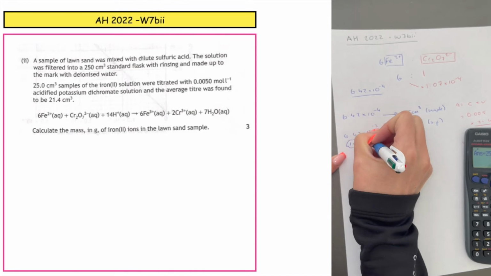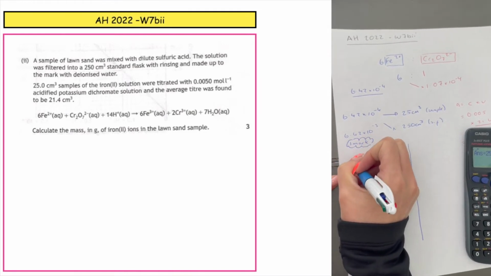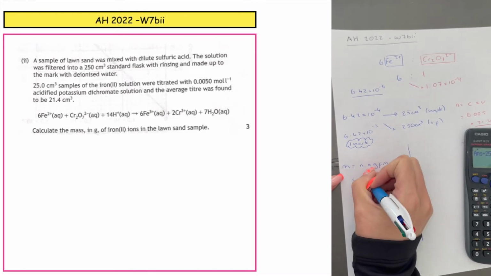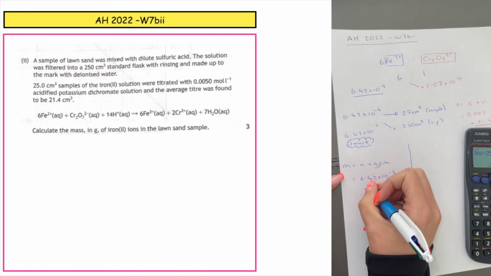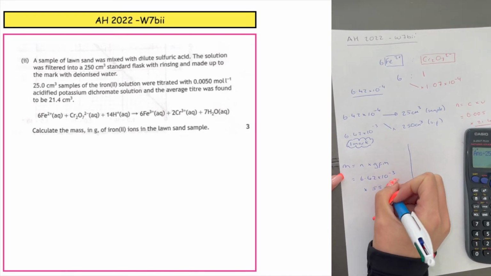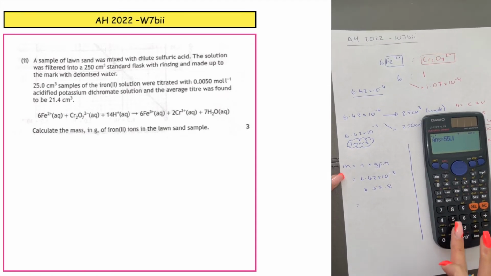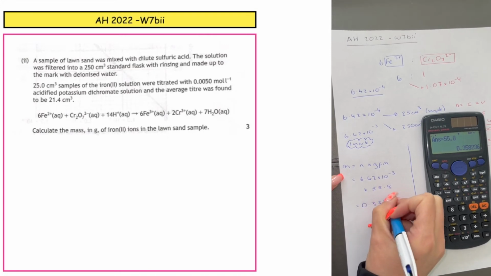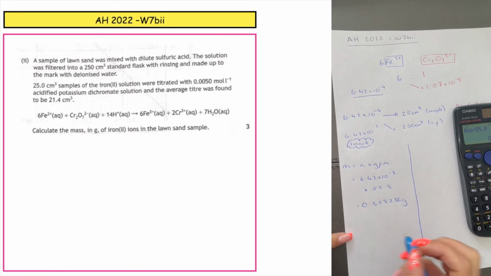We then have to calculate the mass of iron. Mass is equal to n times GFM. The number of moles was 6.42 times 10 to the minus 3, times the mass of iron, which is 55.8, and that would give me a mass of 0.358236 grams.